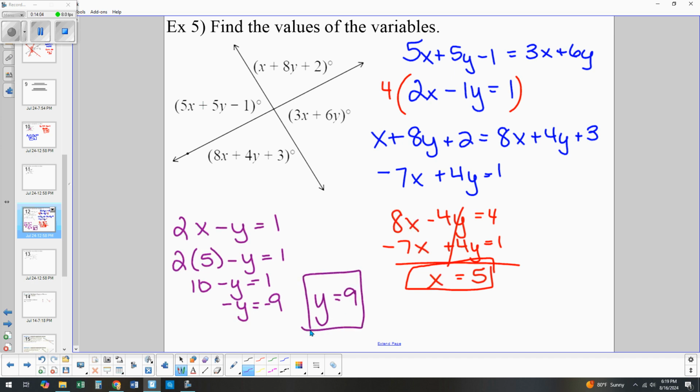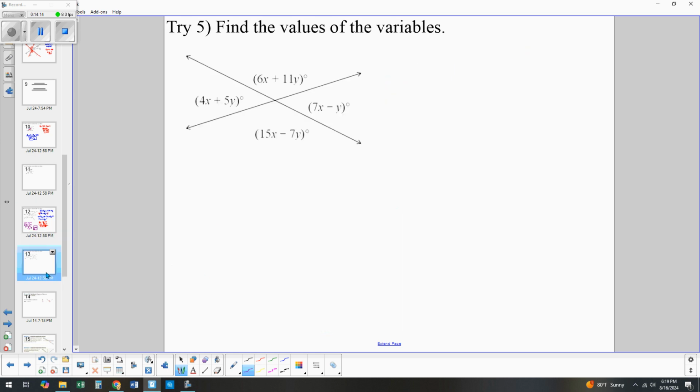If you'd like to write your answers as ordered pairs, that's fine. Just make sure you put x, comma, y. But also, it's just as fine to leave it as x equals and y equals. All right, here's try 5. It's very similar to what we just did. Pause if you would like to try it. The answer is posted online.